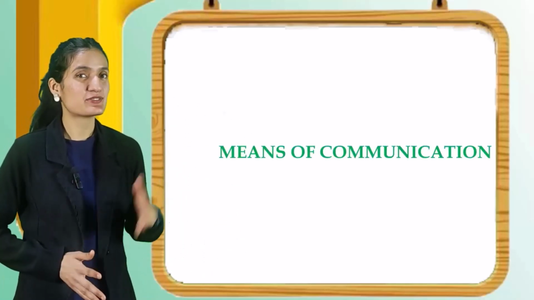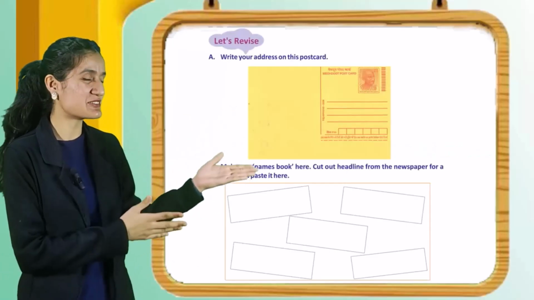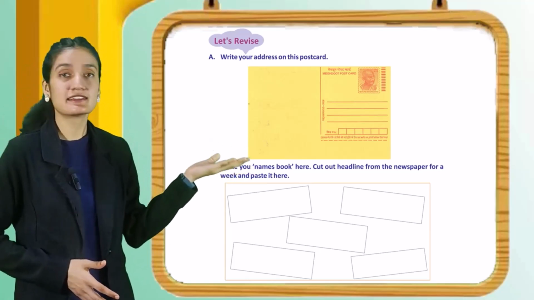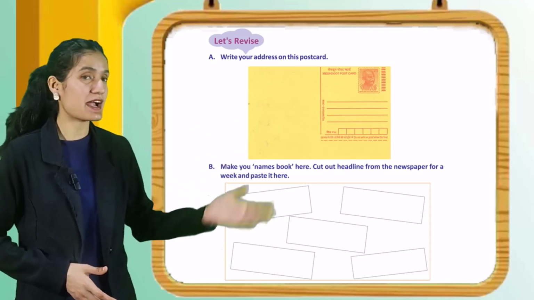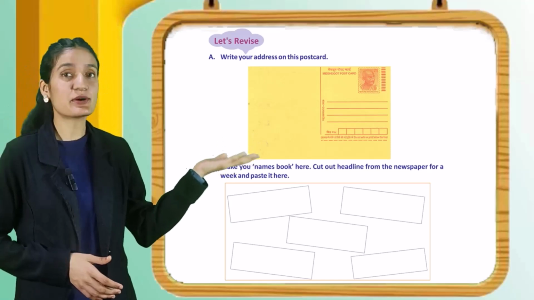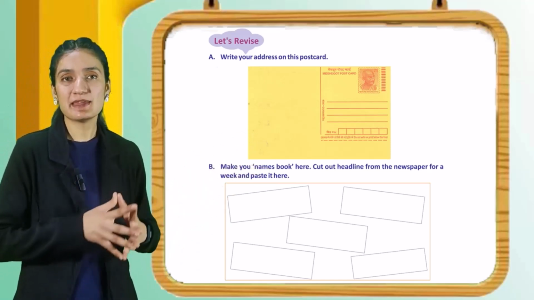So are you ready for the next chapter, means of communication? So let's revise. Write your address on this postcard. Here is a postcard given and you have to write down your address. And part B, make your names book. Here, cut out headlines from the newspaper for a week and paste it here.